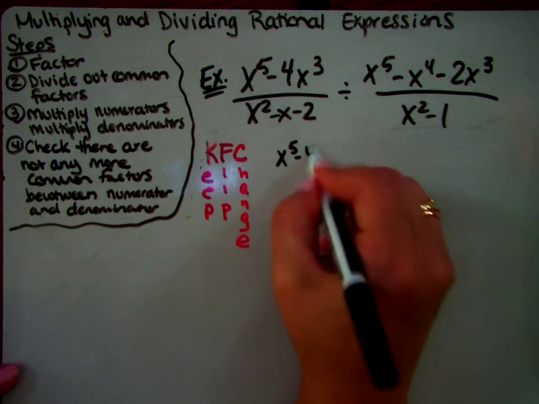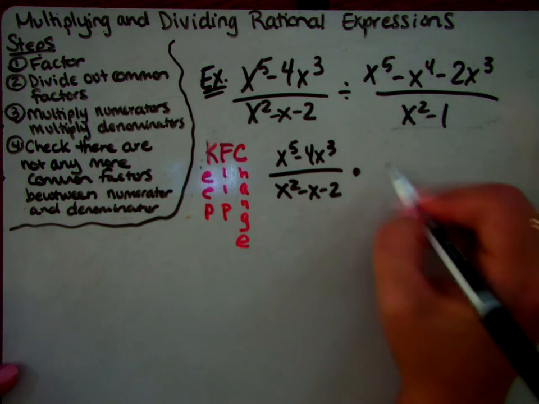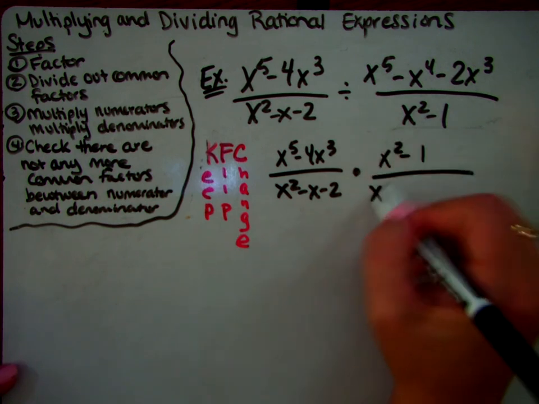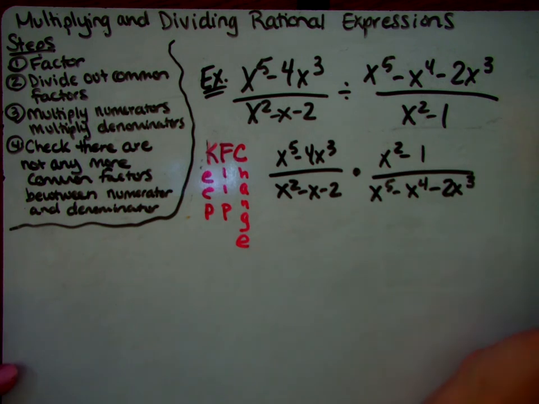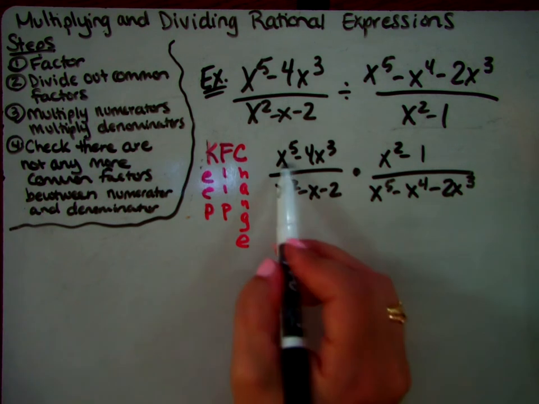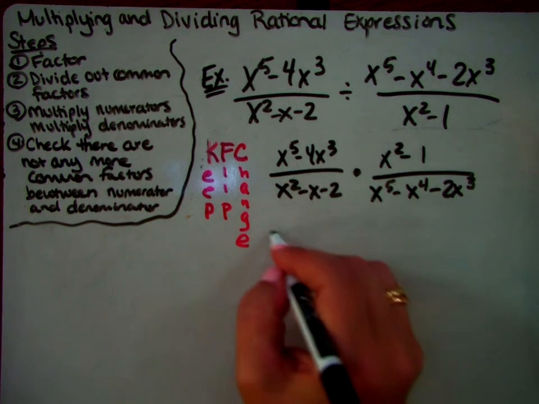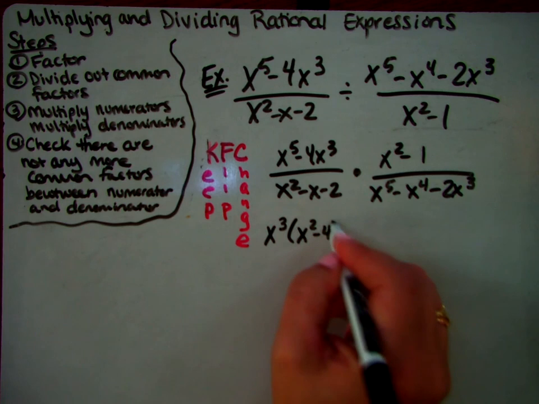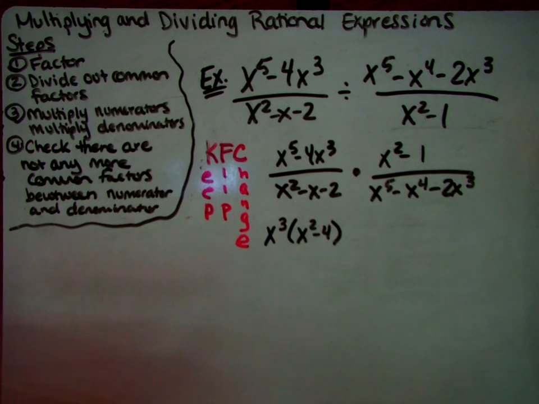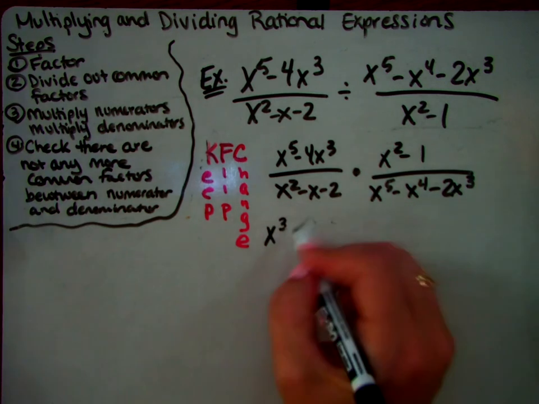So (x⁵ - 4x³)/(x² - x - 2) times, and I'm going to flip this around, x² - 1 goes on top, and then x⁵ - x⁴ - 2x³ on the bottom. Now I can factor everything that I need to. So this is going to factor. I'm going to look here and say, what can I factor out? They both share x's. I can actually take 3 of those x's and factor them out, and it's going to leave you with x² - 4. Well, x² - 4 is a difference of squares. So that factors down to (x + 2)(x - 2).